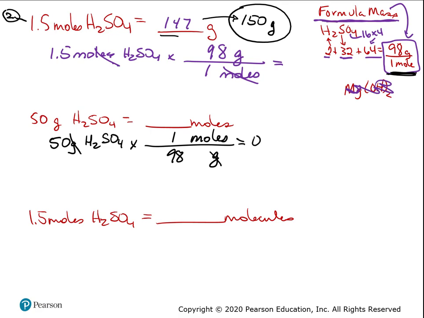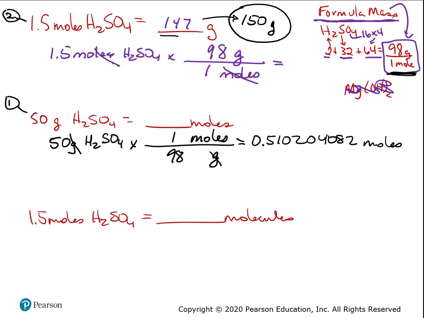Yep, this is what ends up happening. 0.51020408082 moles. Okay, I can't leave that. That's way too many significant figures. How many significant figures in my problem? 50. It's only one because there's no decimal. Remember the 0 at the end, if there's no decimal, that's only one significant figure.